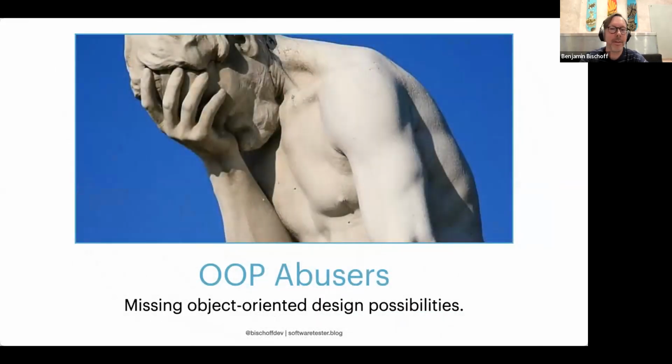So without further ado, let's go to the next one. That is object-oriented programming abusers. That means missing object-oriented design possibilities. You could say that, well, if you use an object-oriented language, you don't have to program in an object-oriented way. And if you don't do that, if you don't use those advantages that those languages give you, you get the following code smells.